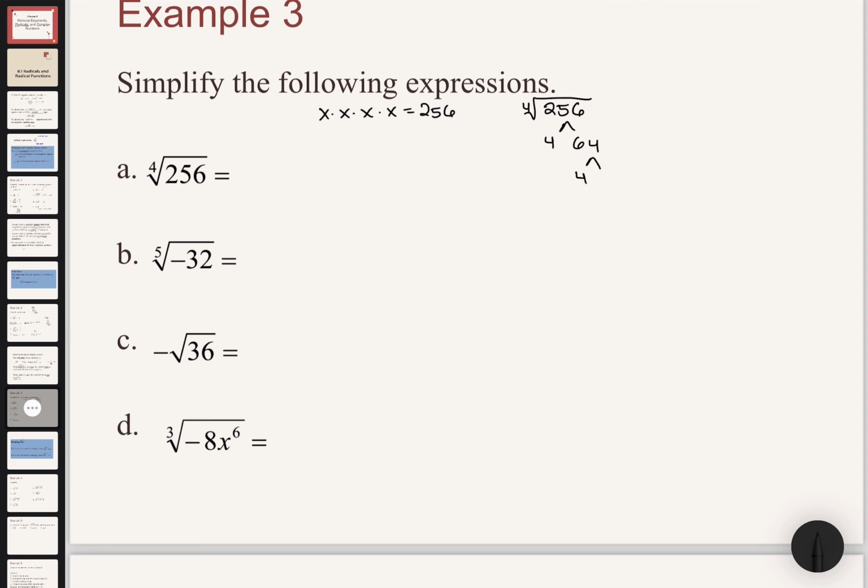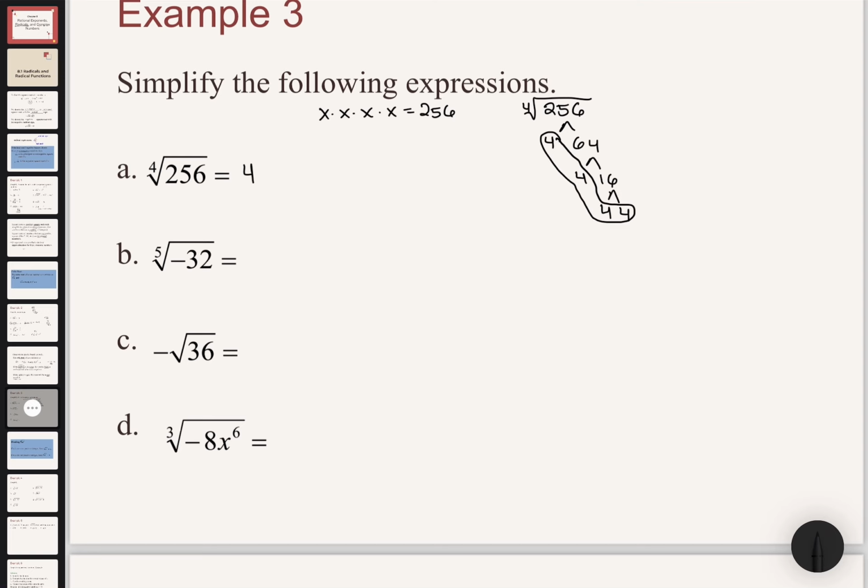64 could be split into 4 and 16. 16 could be split into 4 and 4. Oh, look, I see 4 times, and I have factored this as much as I can, so the 4th root of 256 must be 4.